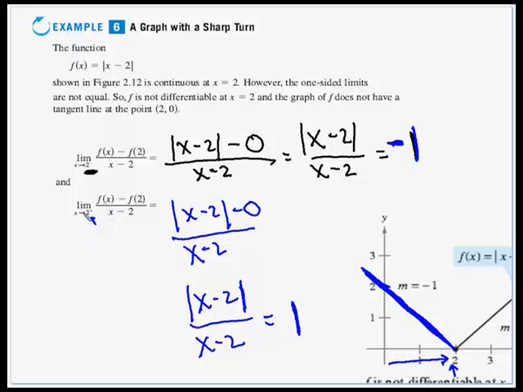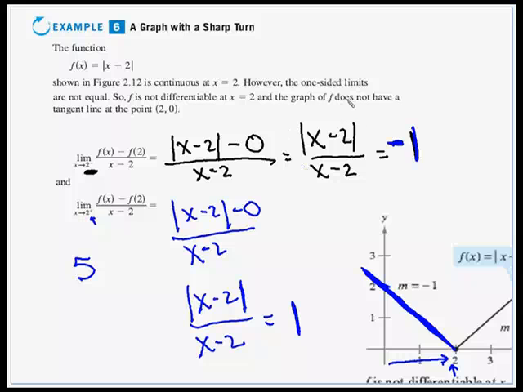Well, let's pick a number greater than 2. How about 5? If I plug a 5 in here, I'm going to get 5 minus 2 in absolute value bars. So that's going to be 3 in absolute value bars, and the absolute value bars are just going to leave it as a 3. So we're going to have 3 over, down here we'll also have a 3. 5 minus 2 is 3. 3 divided by itself is 1.